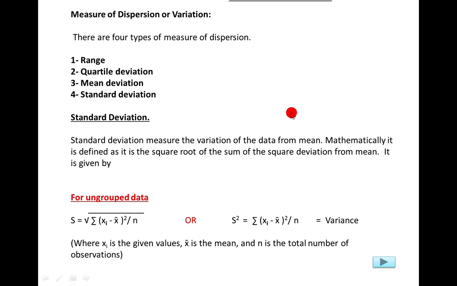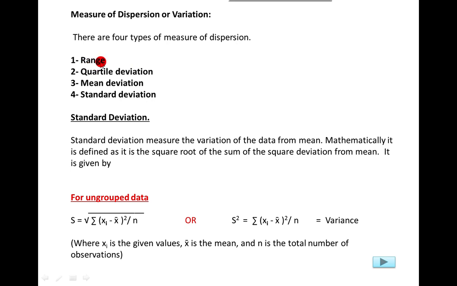Bismillahirrahmanirrahim. Next topic according to your syllabus is measure of dispersion or variation. In measure of dispersion, we measure the variation of the data. There are four types of measure of dispersion. Number first, range. Number second, quartile deviation. Third, mean deviation. Fourth is the standard deviation.